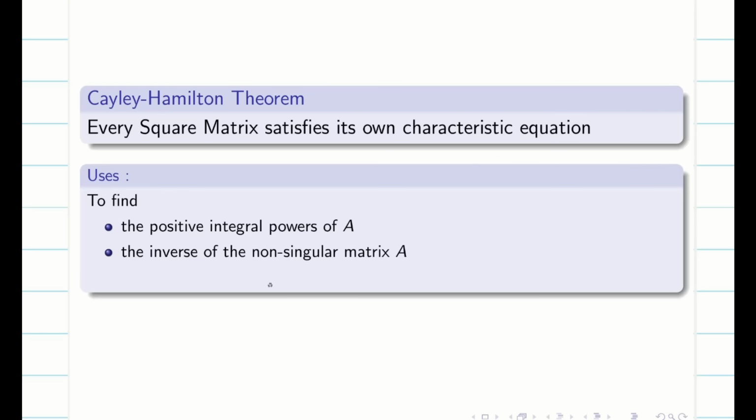And the second one is we can find the inverse of a matrix using Cayley-Hamilton theorem, provided the determinant of the matrix should be not equal to 0. That is, it should be non-singular. If the matrix is singular, we cannot find the inverse. That is very basic to us.